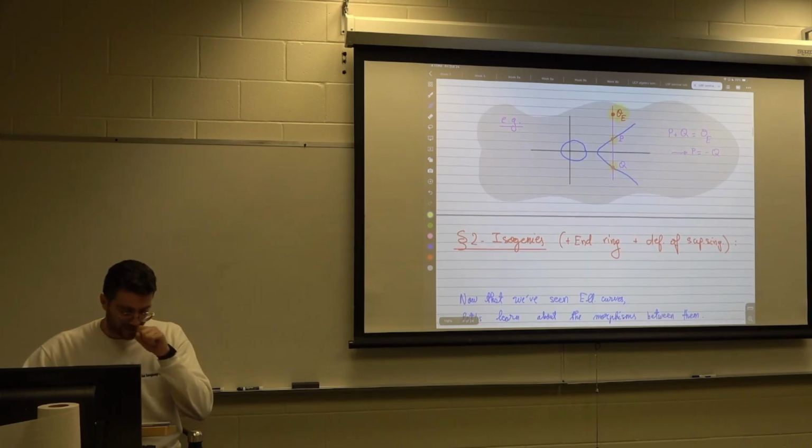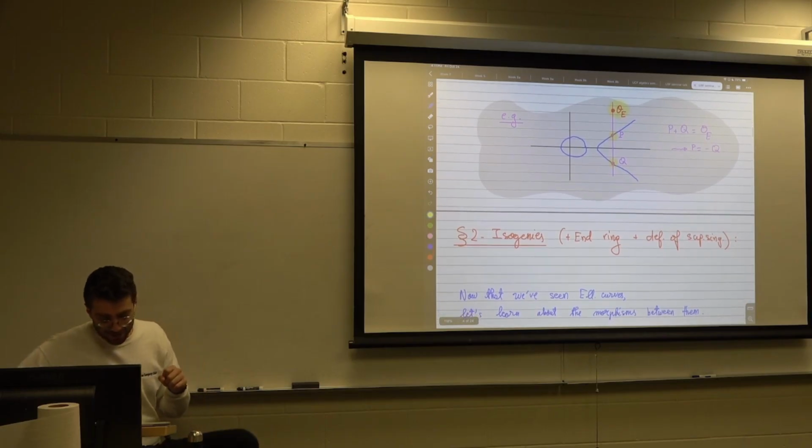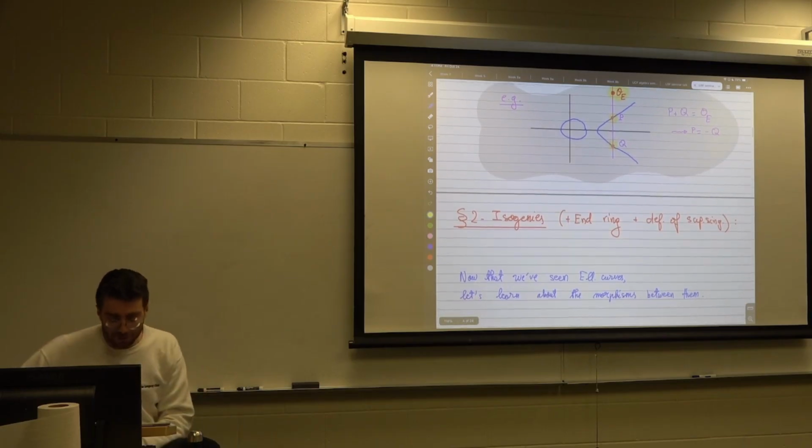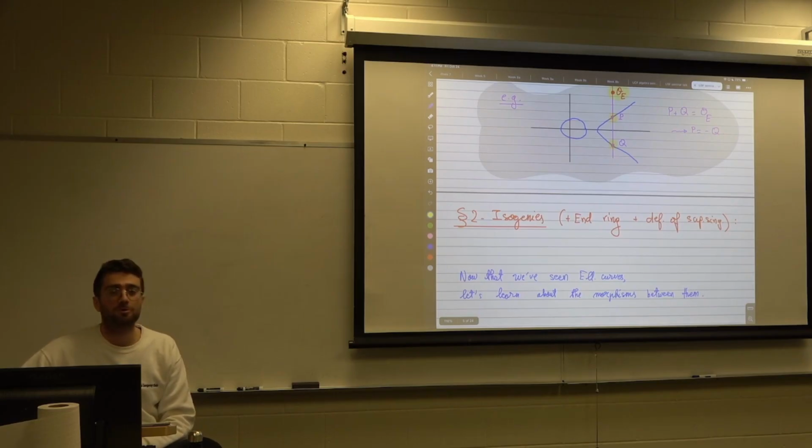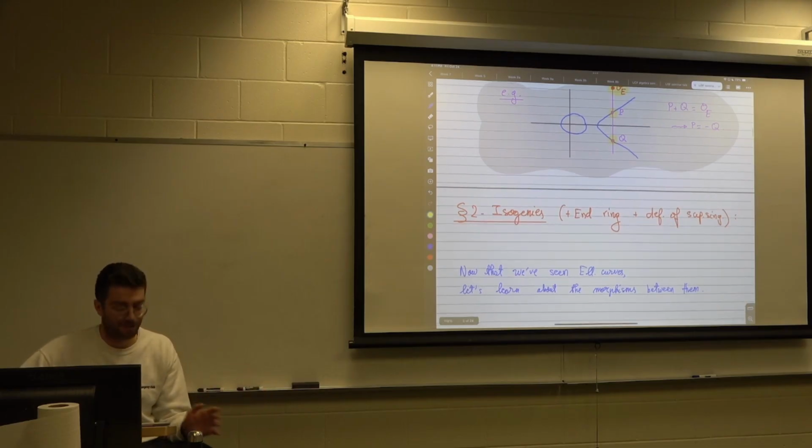Okay, the second section now is isogenies. So now that we've seen these elliptic curves, we're going to learn about the morphisms between them. A morphism can mean different things depending on the scenario you're in. The easiest case is if you're just working with sets. A morphism between sets is just a function, because there's no structure to a set, it's just a set of things.